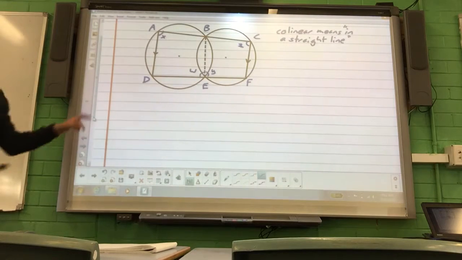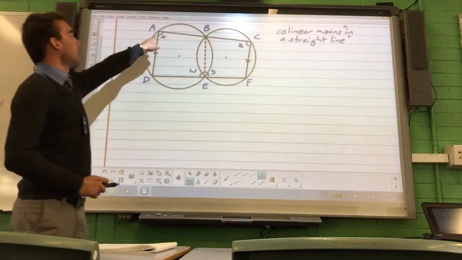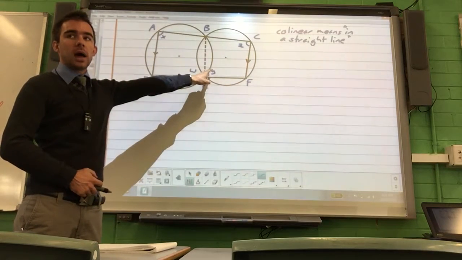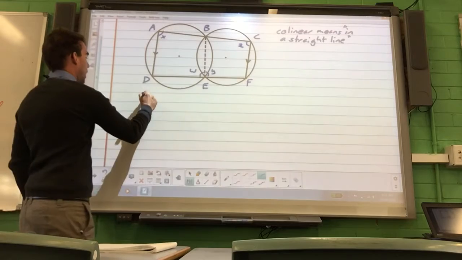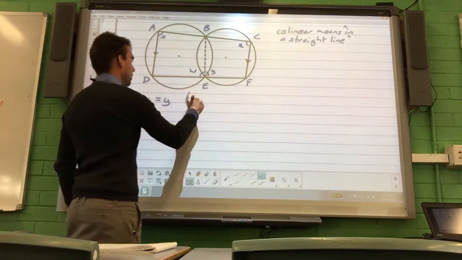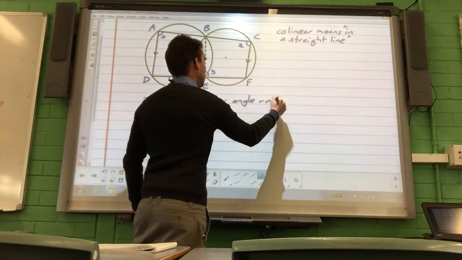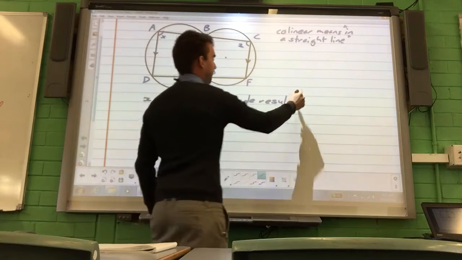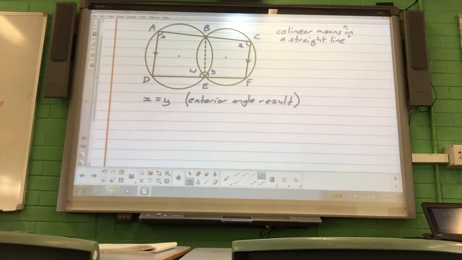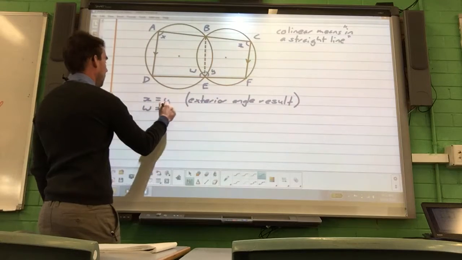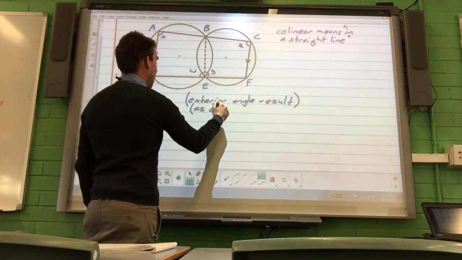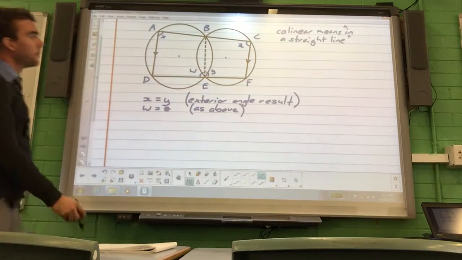Y. Yep, correct. Exterior. The interior and the opposite exterior angle are equal in the cyclic quad. So x equals y, exterior angle result. What else? w equals z, as above.